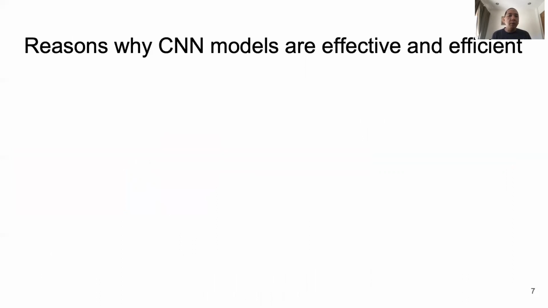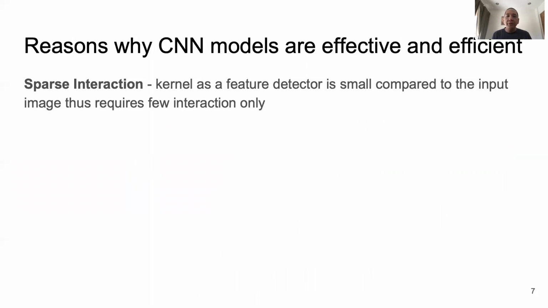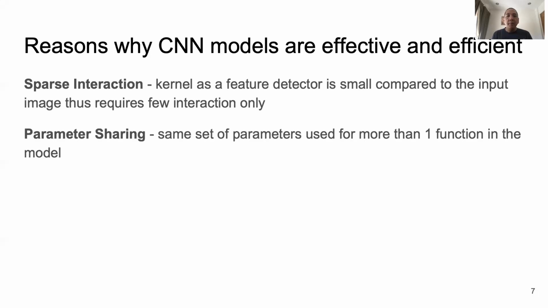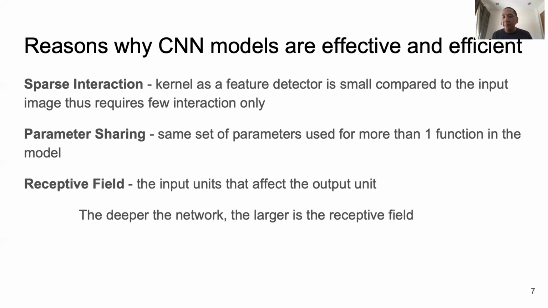Let us take a look at why CNN models are effective and efficient. First, the kernel is very small compared to the input feature. For example, a kernel size of 3 by 3 compared to the 224 by 224 by 3 input in ImageNet classification. Second, parameters of the same filter are shared during the convolution operation. Lastly, the increasing receptive field size as depth increases enables the output layer to base its decision on different feature scales.